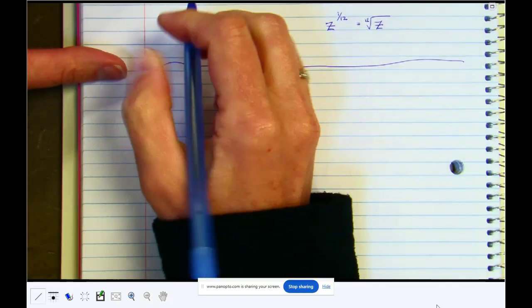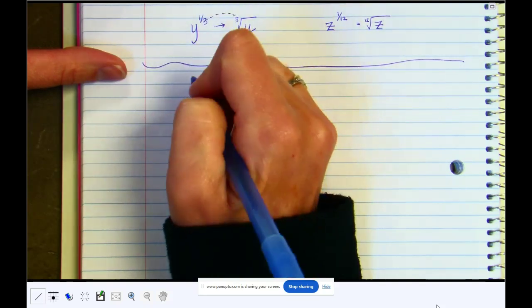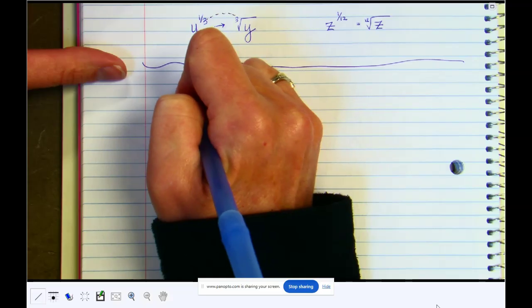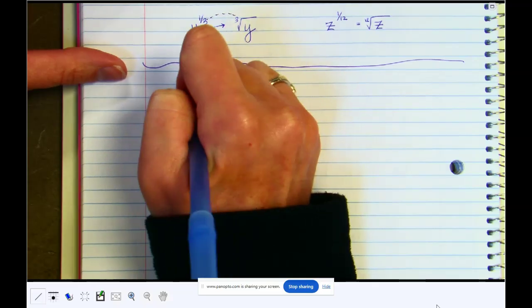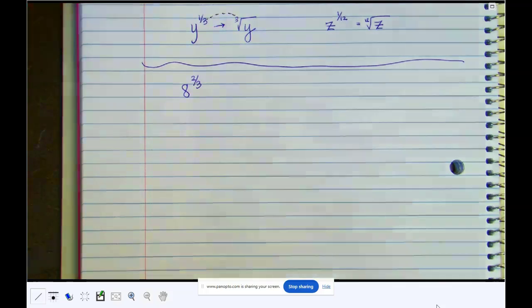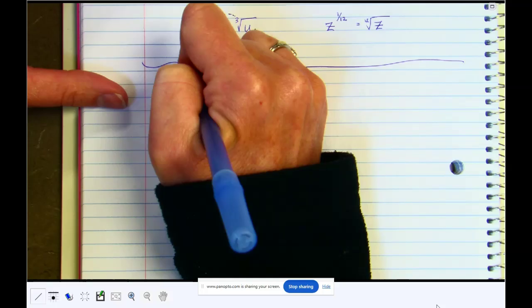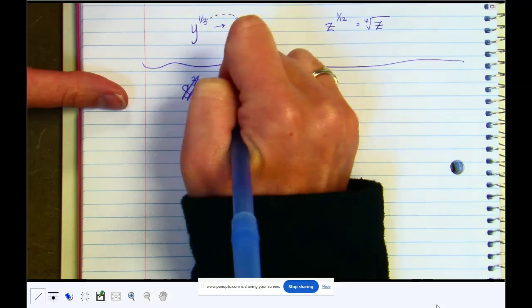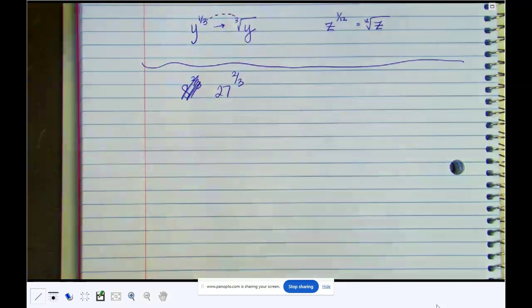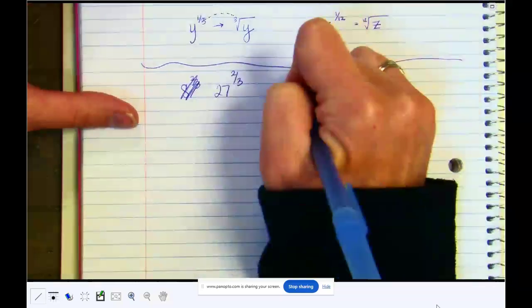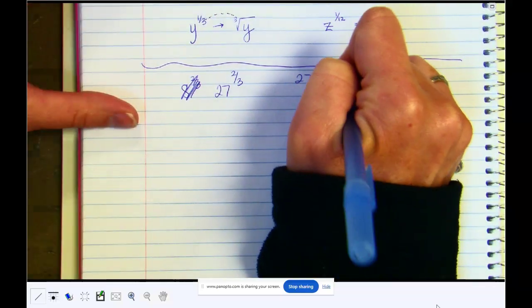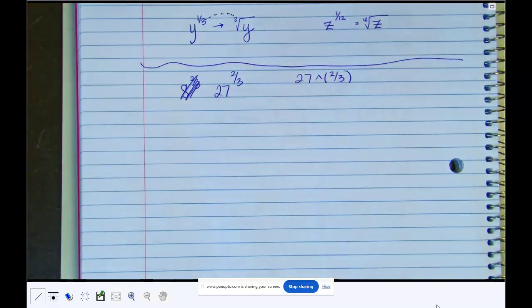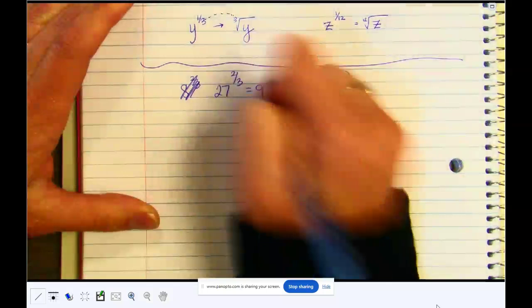Let's say we have, let's go 27 to the 2/3 power. I'd like you to put that in your calculator. Okay, so 27 with the caret and the 2/3. Nine. Should be 9.